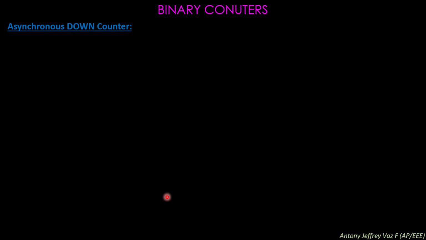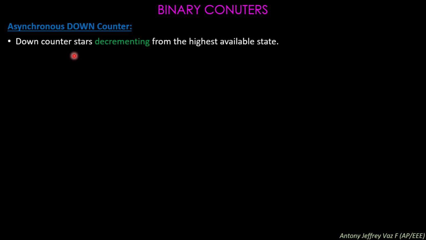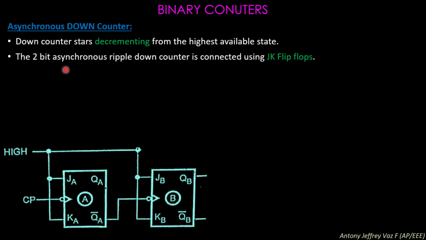Similarly, the next topic we are going to see is the asynchronous down counter. In an asynchronous down counter, we are going to start decrementing from the highest available state. The 2-bit asynchronous ripple down counter is connected using the JK flip-flop, and here you can see the difference between the up counter and the down counter: the QA bar signal is being used as the clock for the B flip-flop, and JA, KA, JB and KB of the flip-flops are connected in parallel to the high signal.